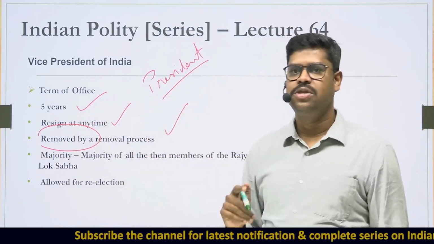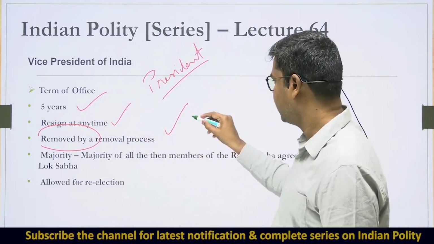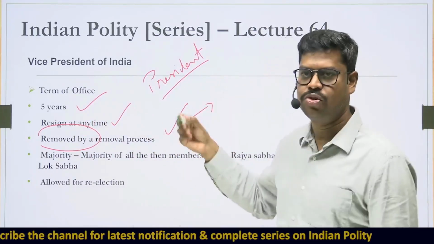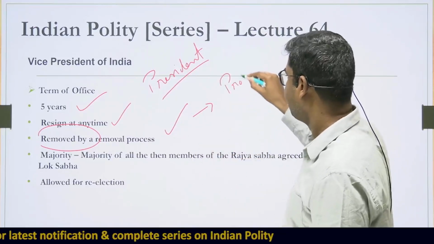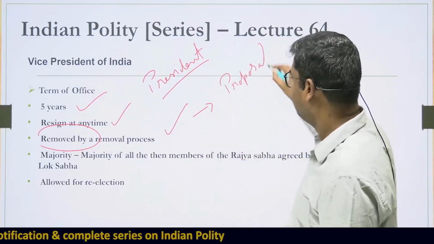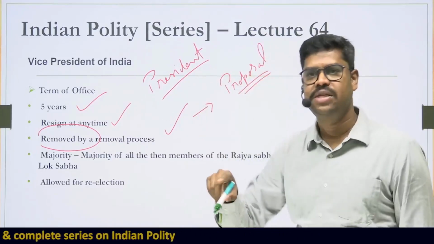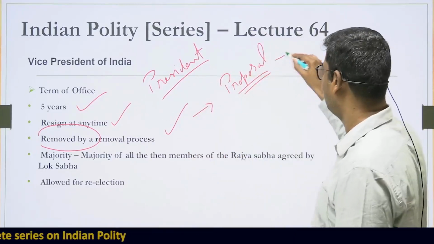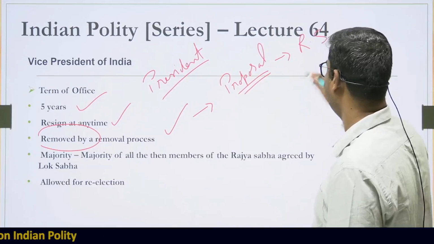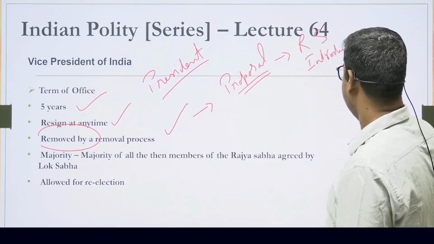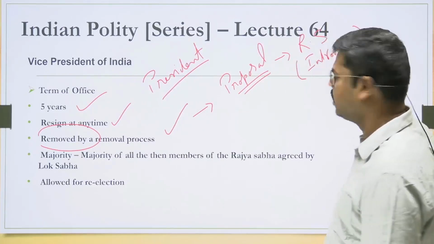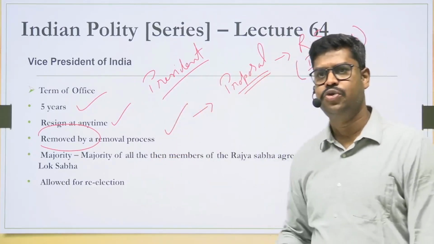And what is the process that is given in the constitution? For this, a removal motion has to be introduced. So a proposal has to be introduced in the parliament. Where can this proposal, which relates to removing the vice president, be introduced? This proposal can be introduced only in the Rajya Sabha. So this is very, very important. It can be introduced only in the Rajya Sabha by any member of parliament in the Rajya Sabha. They can introduce this particular proposal.